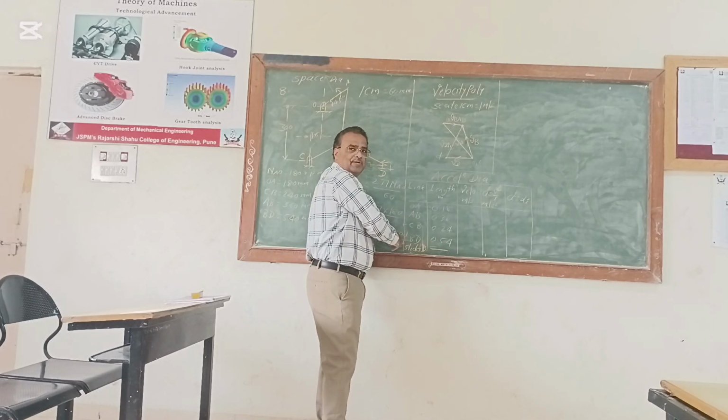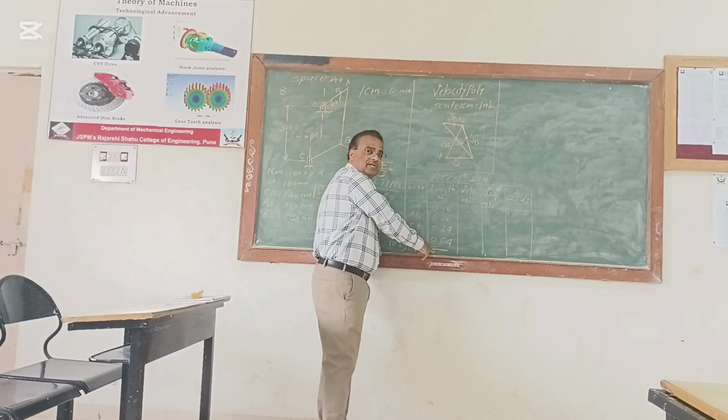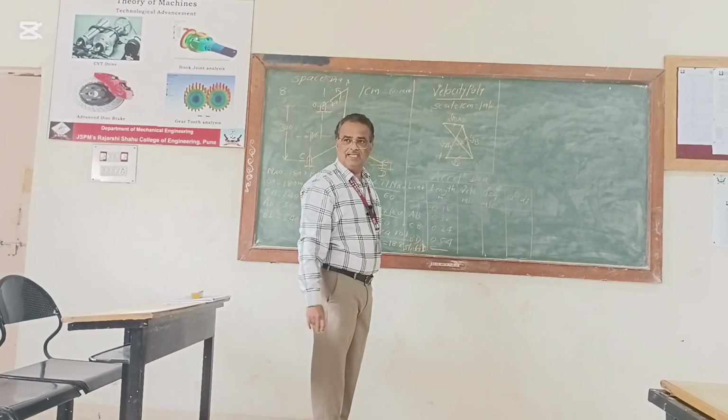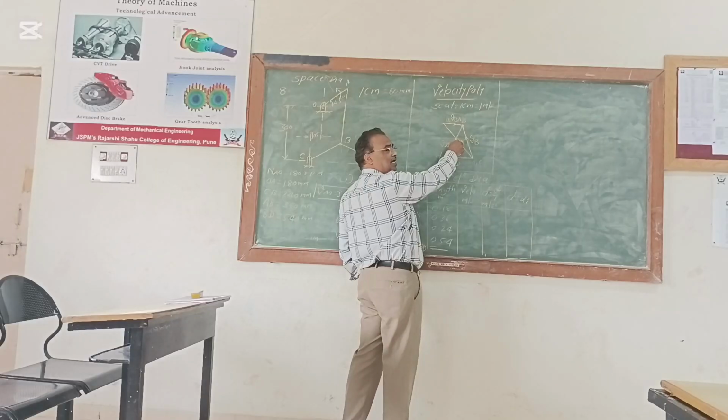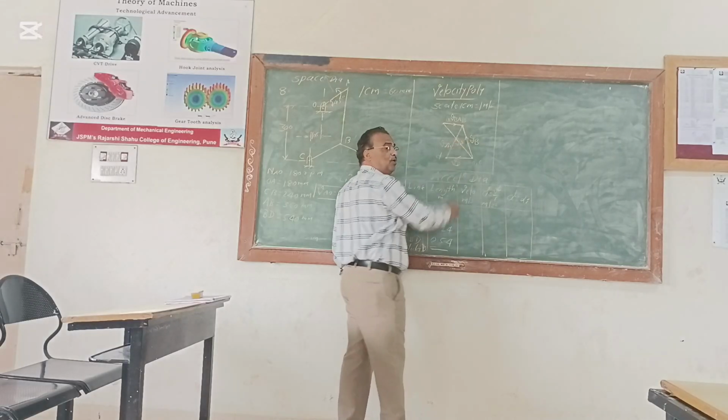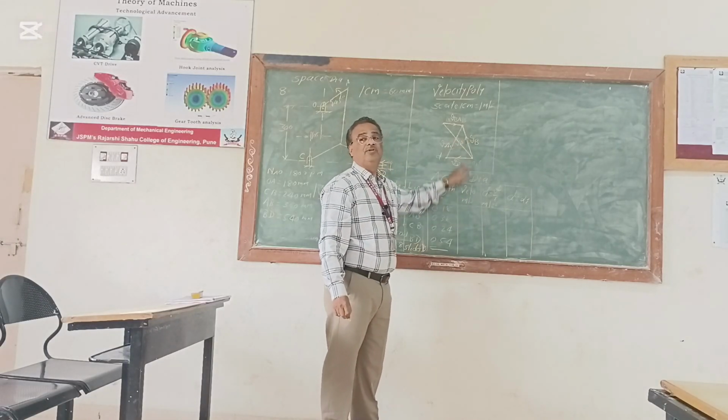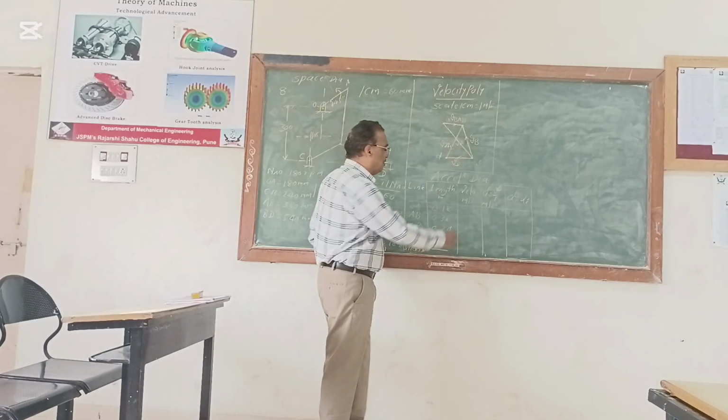All the links you have to note in the first column. All the lengths in meters you have to note down in the second column. Third column is velocity in meter per second. As you have already drawn the velocity polygon, all velocity magnitudes will be obtained from here. So you have to complete this.